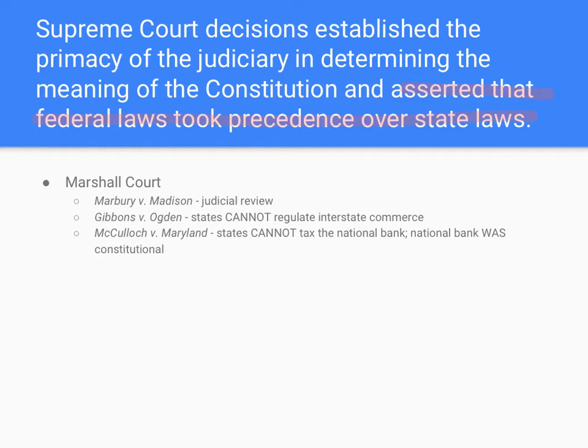Now, another interesting thing about McCulloch v. Maryland is that by saying that the states cannot tax the national bank, this decision implied that the national bank was constitutional. Remember, that was one of the first constitutional conflicts, whether or not the bank was constitutional. And here, the Marshall Court decided that it was constitutional. And we'll see that later on, some people are going to disagree with that, and opinions will change.